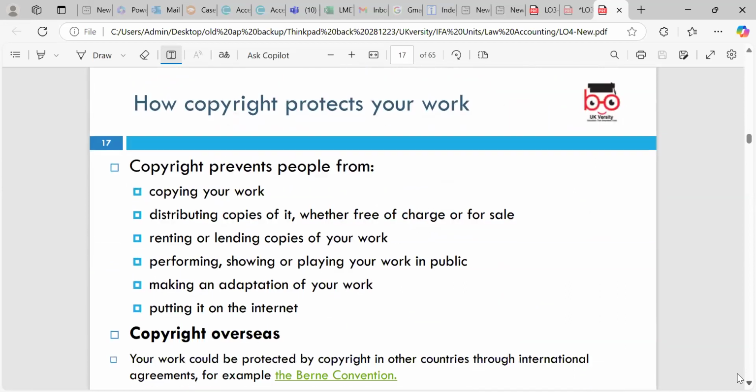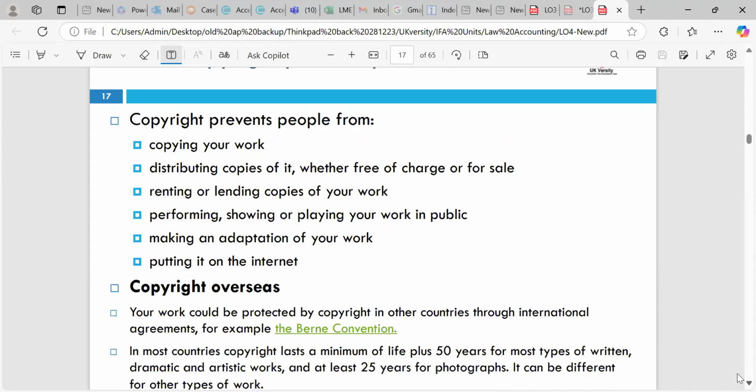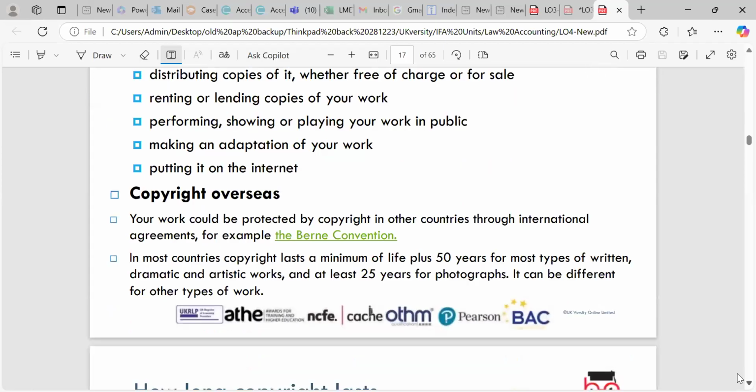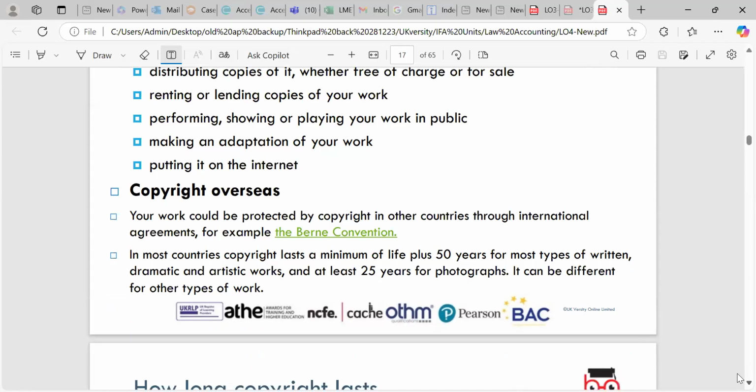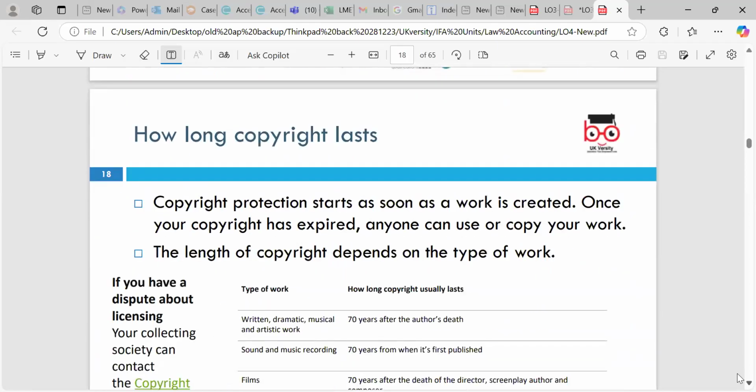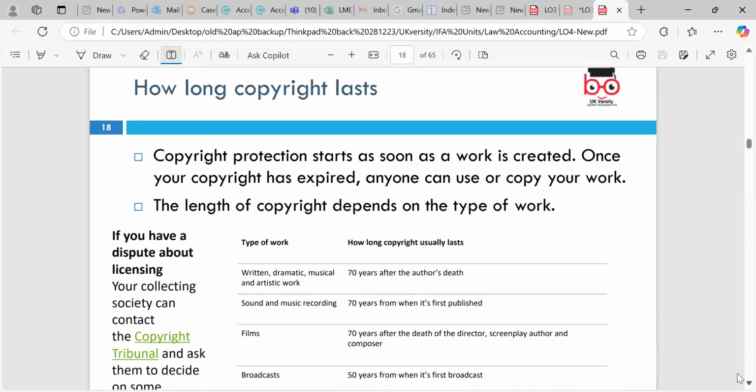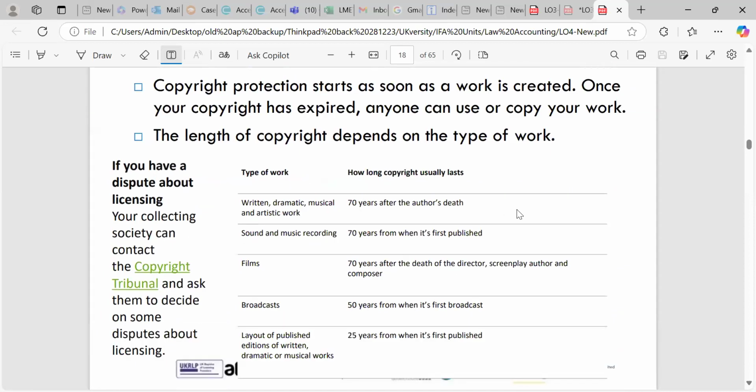So copyright protection prevents people from copying your work. Of course, it can be free of charge for the sale, rental, lending of copies of your work and performing. So please, that's what you can create. In the country, copyright lasts a minimum of life plus 50 years for most types of written, dramatic and textual work, or various photographs. We can look around the copyrights, what can be registered, and how long we can protect.